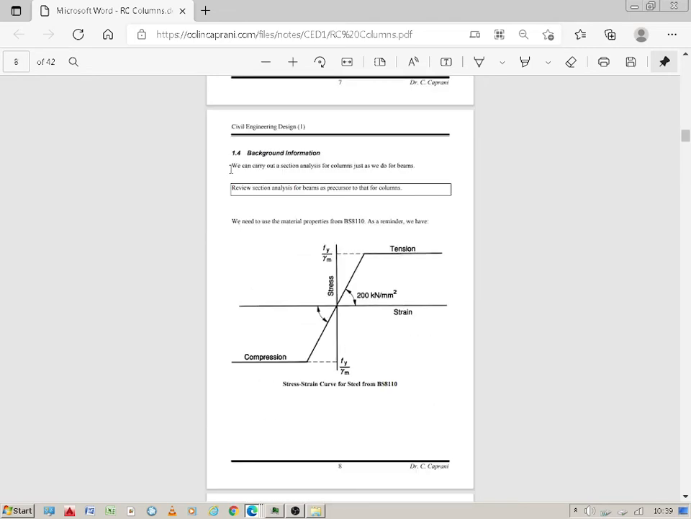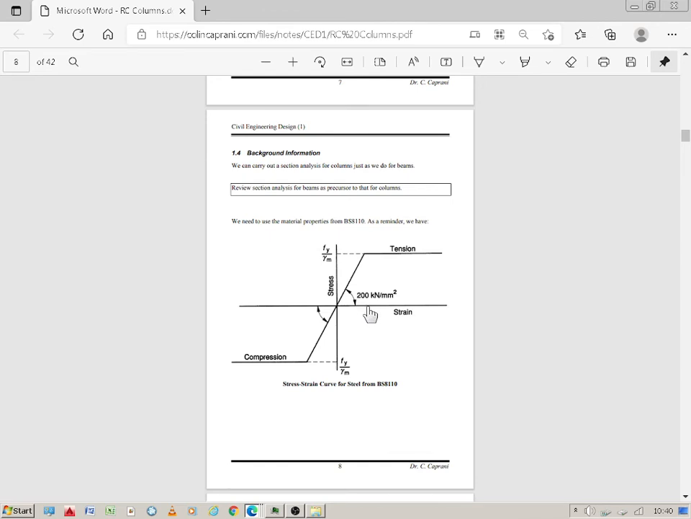Background information: we need to carry out a section analysis for columns just as we do for beams. I've done that in another video, my review of section analysis for beams, where I did all the K factors, M over bd squared fcu. We need to use the material properties from BS8110. As a reminder, we have fy over gamma m, the stress strain curve for steel from BS8110.